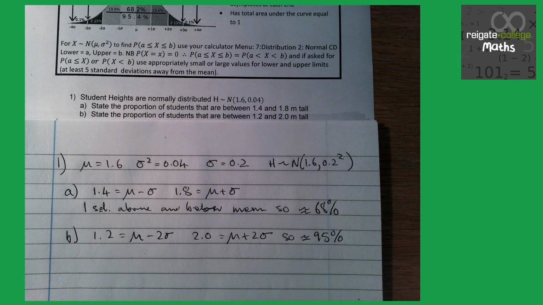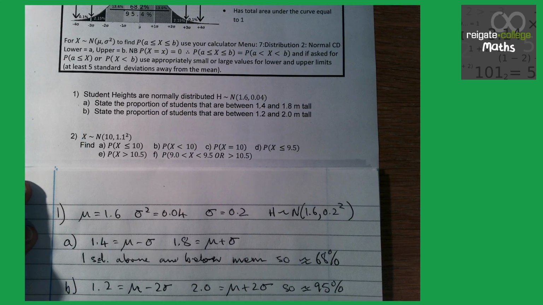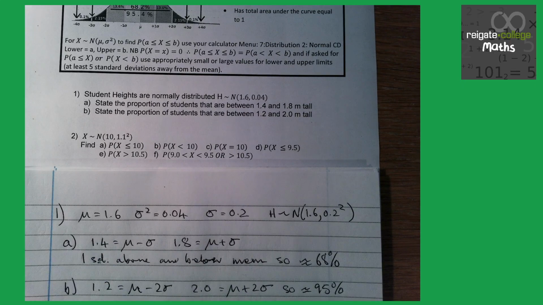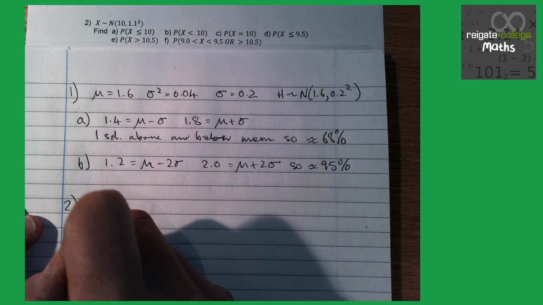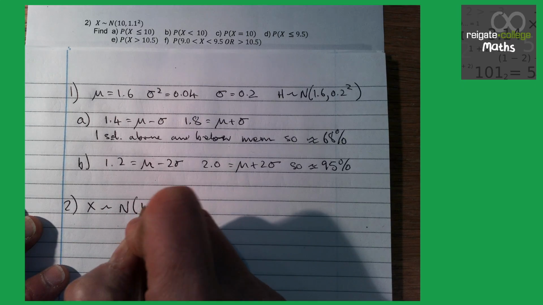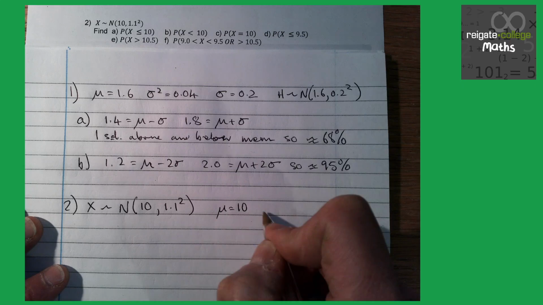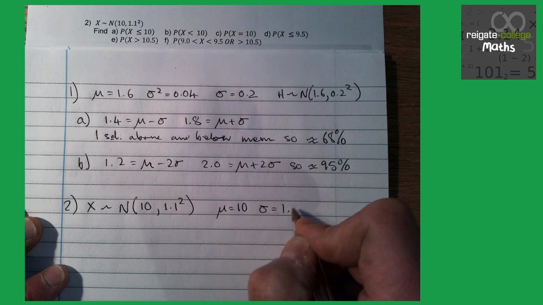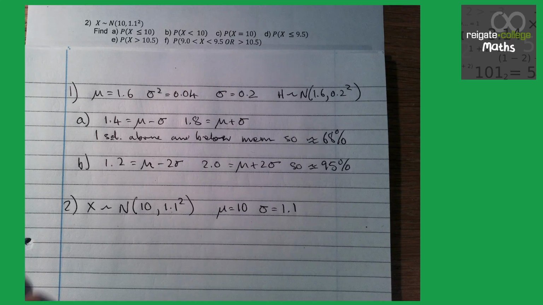Okay, let's look at question 2. Question 2 has a number of different parts to it now. It says that we have our variable x is normally distributed with mean 10 and standard deviation 1.1. So let's just write that out. Mu, the mean, is equal to 10, and sigma, the standard deviation, equals 1.1. You see that we've written 1.1 squared when we wrote out the distribution. That's because it's the variance rather than the standard deviation.